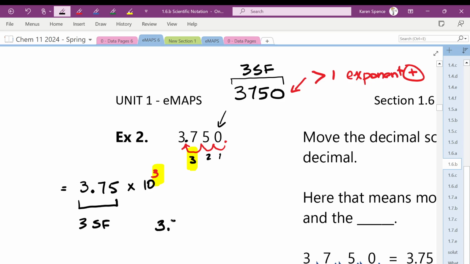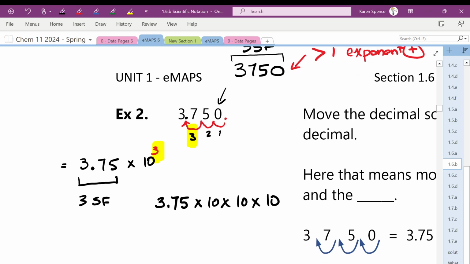If you think about it, did this make sense? If I have 3.75 times 10 times 10 times 10, you don't have to write this part down. That would be 3.75 times 10 times 10 times 10 is 1,000, which would be 3,750. So indeed it does work. You don't need to do that, but it's nice to just see that it does indeed work out.